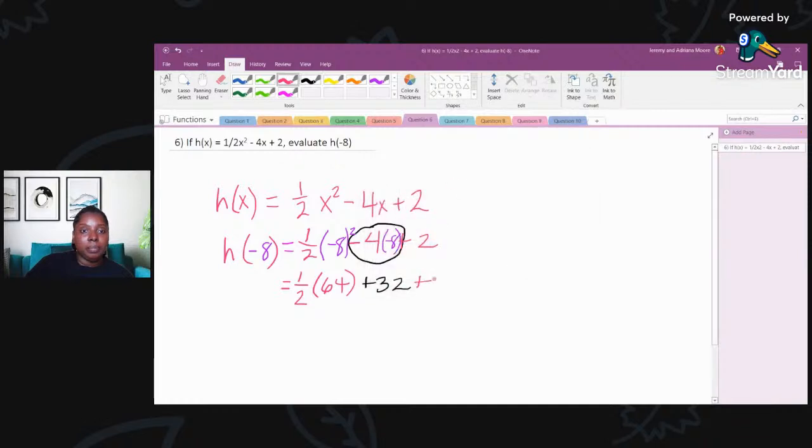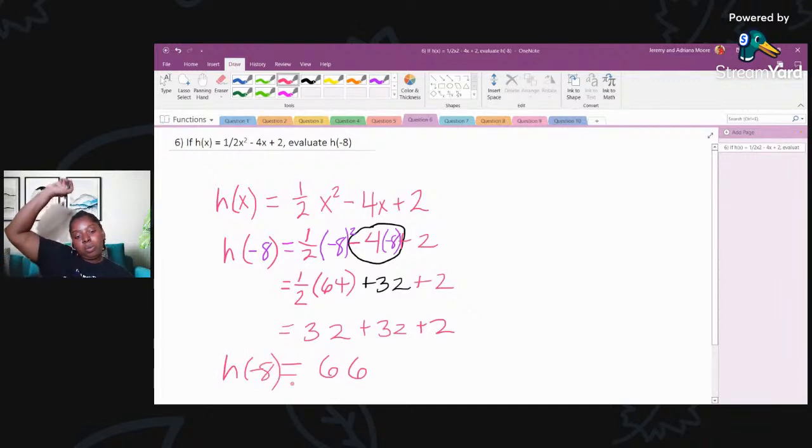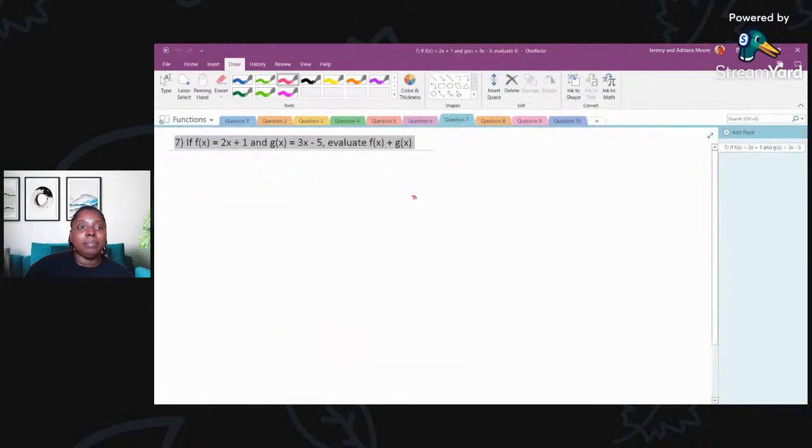All right, there we go. So 1/2 of 64 is 32, plus 32, plus 2, and you get 66. So h of negative 8 is 66. Woohoo! You guys are doing great. All right, so here's the one. Well, actually, I'm going to do 9 first, and then we'll go back to 7, 8.